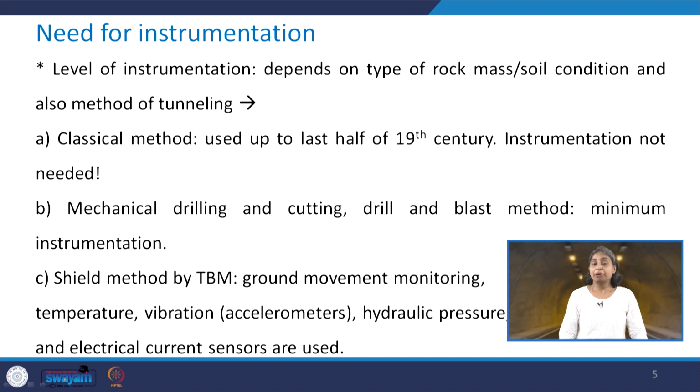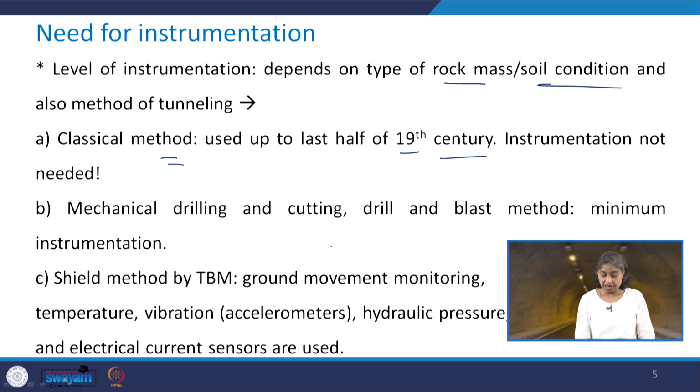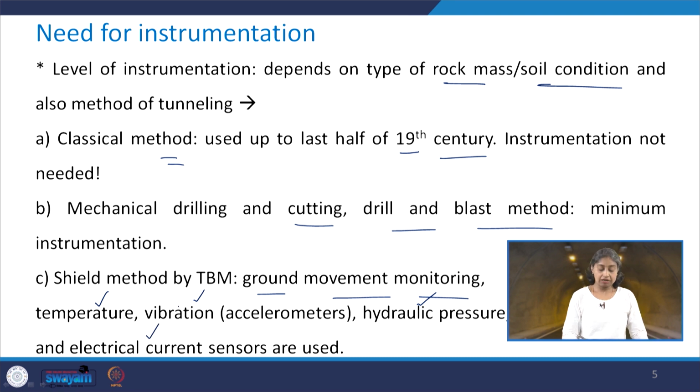Coming to the level of instrumentation, this depends on the type of rock mass or soil condition and also on the method of tunneling. If we have the classical method, which was used up to the last half of the 19th century, instrumentation was not needed. If we go for mechanical drilling and cutting or the drill and blast method, minimum instrumentation is required. But when we go for the shield method by TBM, the tunnel boring machine, ground movement monitoring, temperature, vibration, hydraulic pressure and electric current sensors are used.